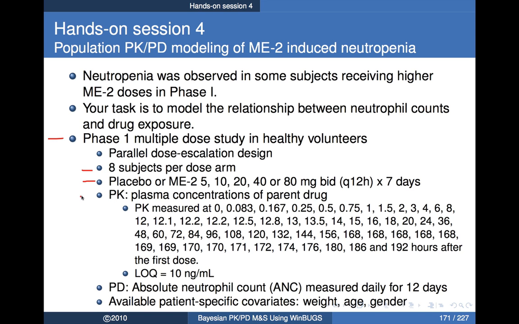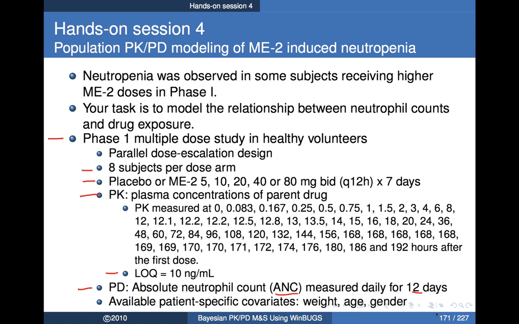We've got a fairly dense sampling schedule here for the PK. We have to worry about our limit of quantitation here, so we've got to deal with our left censoring. And then finally, our pharmacodynamic data are the absolute neutrophil counts, which you'll see abbreviated as ANC, and that's just measured daily over 12 days.